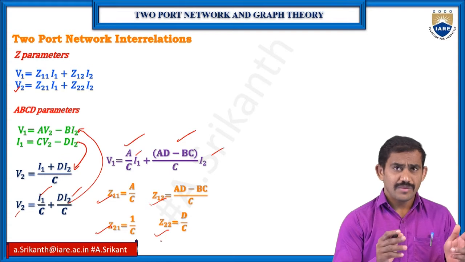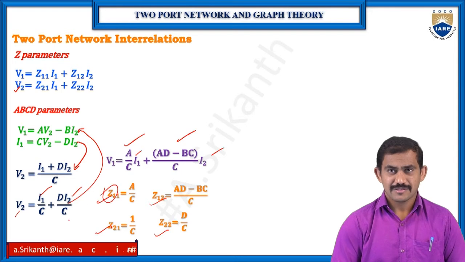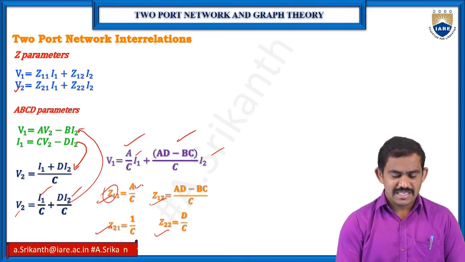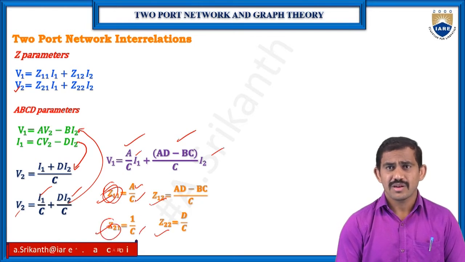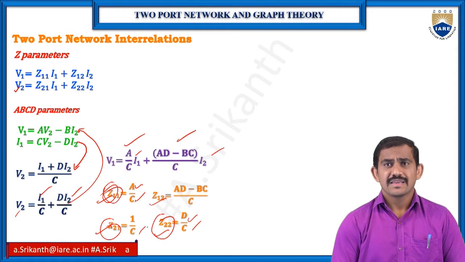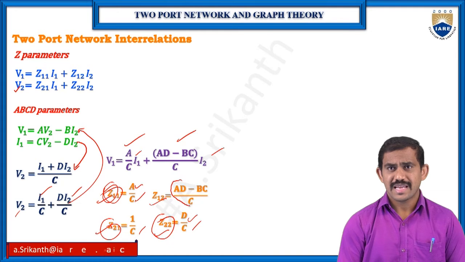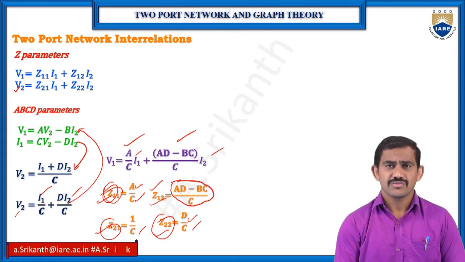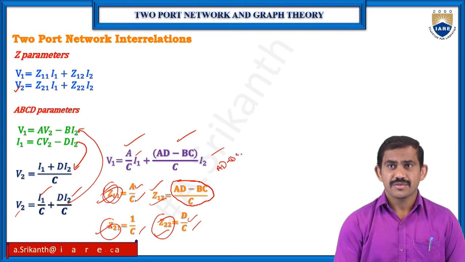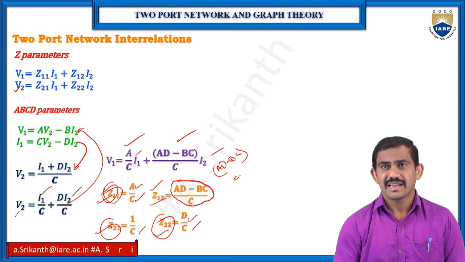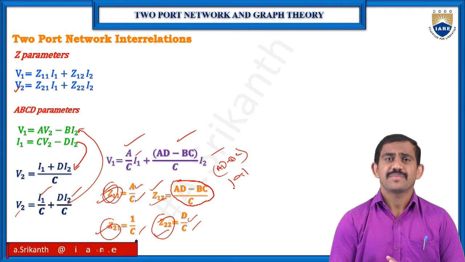So if I know ABCD parameters, I can find out Z parameters. If I know A and C values, I can get the Z11 value. If I know the C value, I can get the Z12 value. If I know D and C values, I can get the Z22 value. And here we know the four ABCD parameters values, so I will get the Z12 value. Okay. For this AD minus BC, you can write delta of T. T means nothing but transmission parameters.